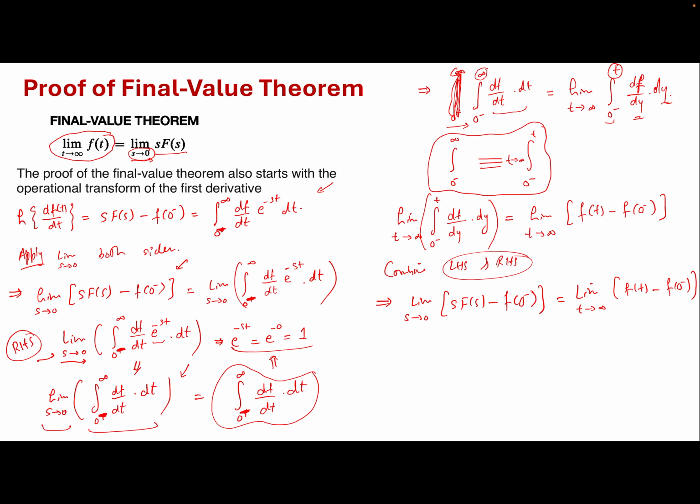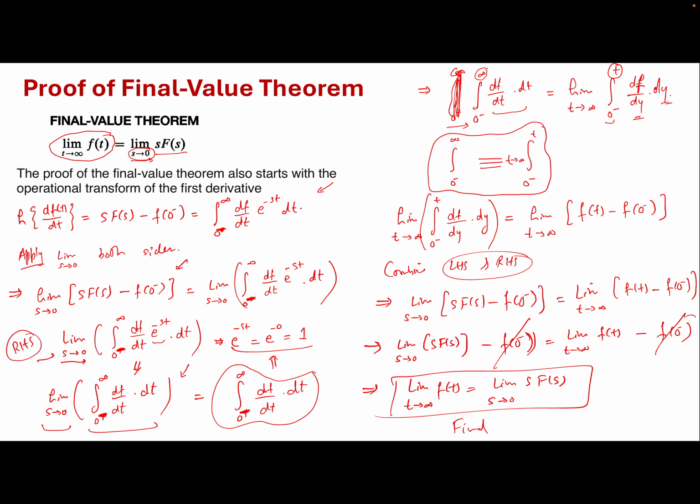Again, I can take limit s approaches 0, s of f of s here, and I can take this f of 0 negative out. And over here, t approaches infinity, f of t, I can take f of 0 negative out of the limit, right? So this will be cancelled out. And I will be left with limit t approaches infinity, f of t equals limit s approaches 0, s f of s. So this is your final value theorem.